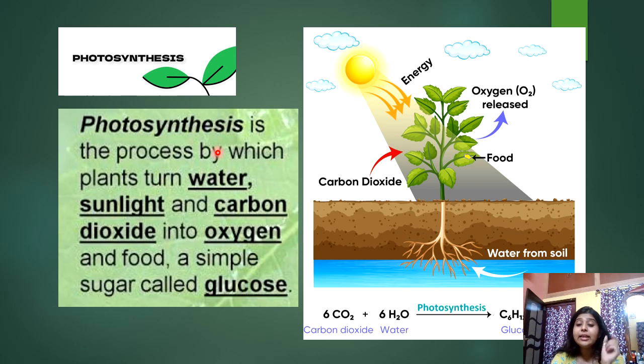Next, the food making process is called photosynthesis. Photosynthesis is the process by which plants turn water, sunlight and carbon dioxide into oxygen and food, a simple sugar called glucose.